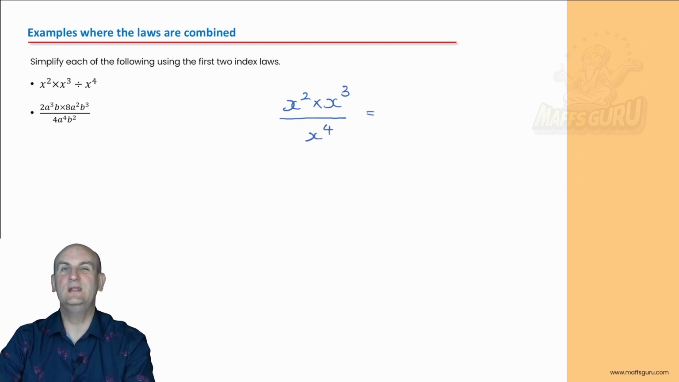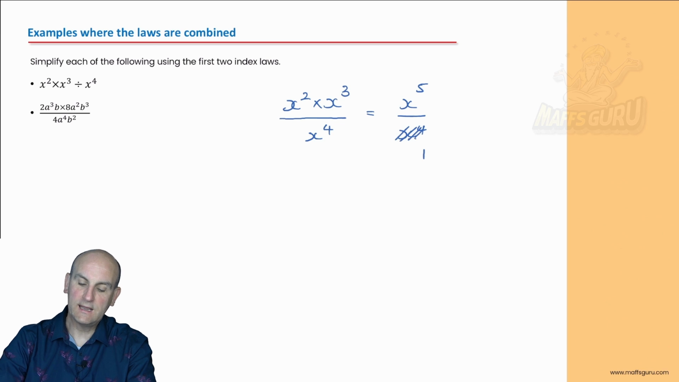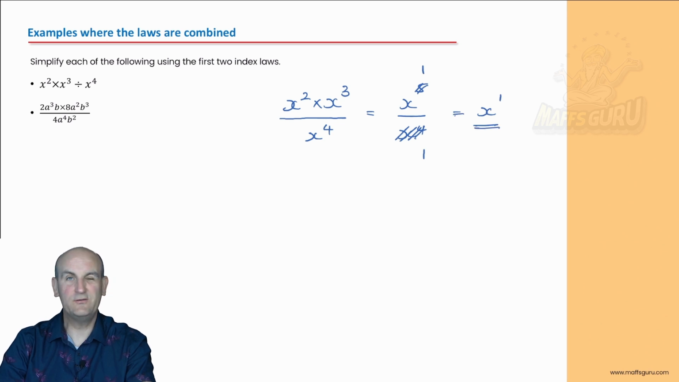Now I can't do anything at the moment because I'm going to simplify, and I know I can simplify the top first. So I'm going to simplify the top, and that's going to become x to the power of 5 divided by x to the power of 4. And again, we can take away powers, or we can say, well, 4 of those x's on the bottom are going to cancel with 4 of those x's on the top, which is just going to leave me with x to the power of 1. Do I need to write the power of 1? Not really, just write x.